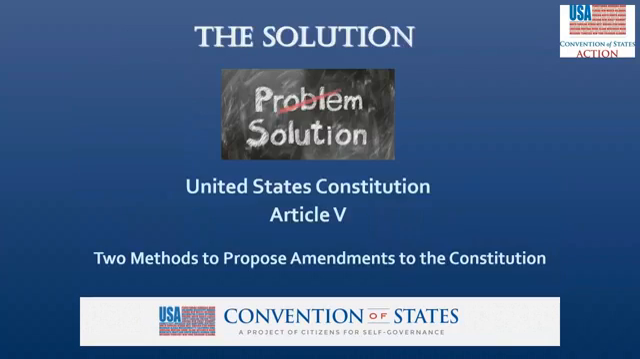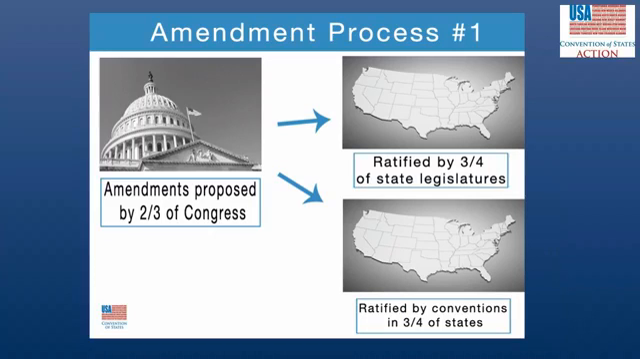Okay, our solution, we believe, is contained in Article 5 of our Constitution. And in Article 5, two methods of proposing amendments to the Constitution are described. And that's what we're all about. We're going to talk about these two methods, and I'm going to show you what Convention of States is really all about here. The first method of amending the Constitution according to Article 5.